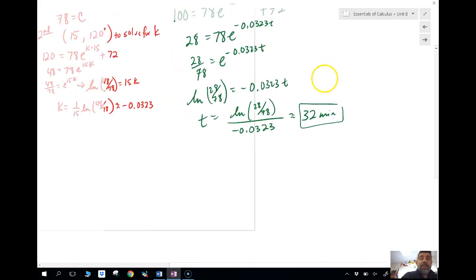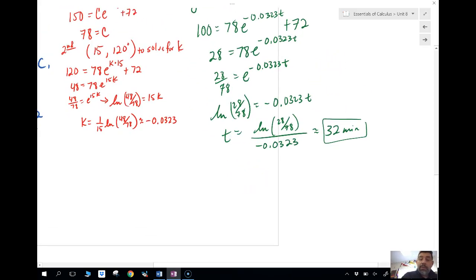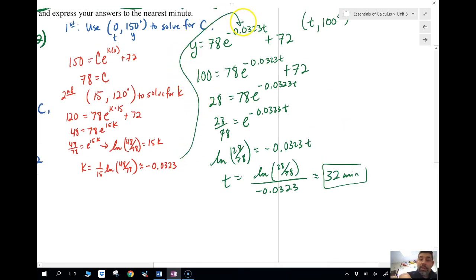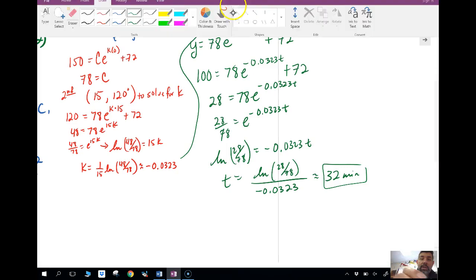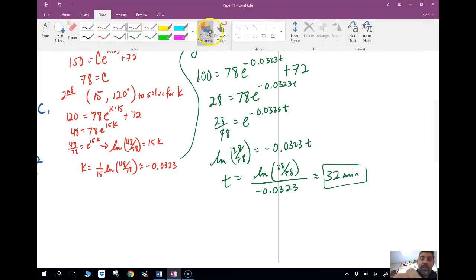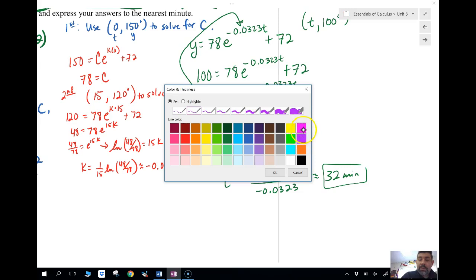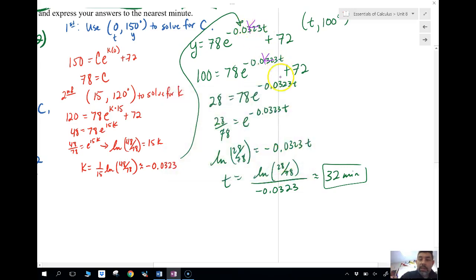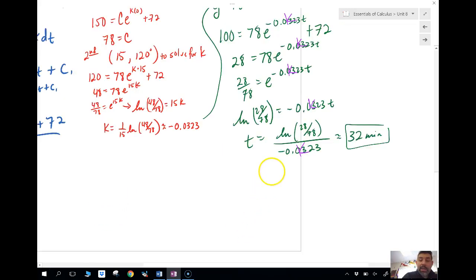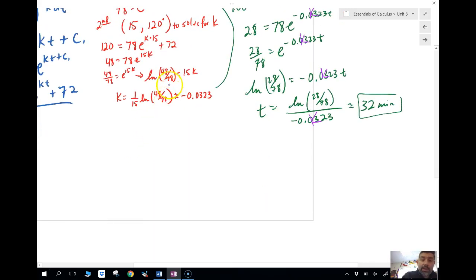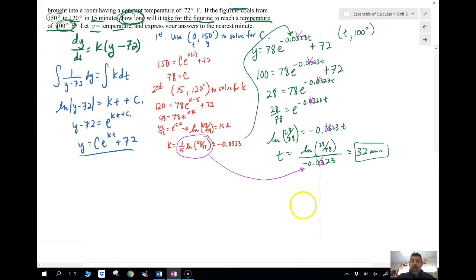To get a better estimation than 32, instead of putting k right here like this, I could have just written, let me use a different color to show you what I'm talking about, that this is k, this is k, this is k, and then in my calculator I would put in this whole thing right here. That's just going to give me a little bit more accuracy in my answer. But either way, you're going to get the right answer here if you do the work as follows.